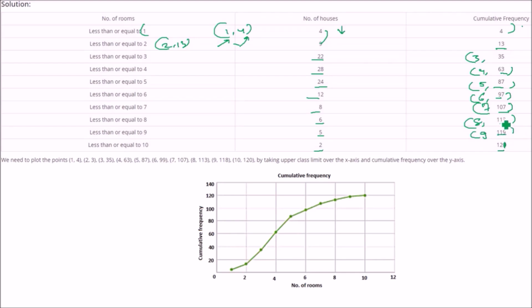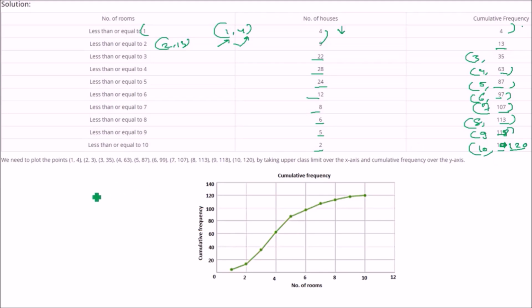If you add, this is 107. 107 plus 6 is 113. 113 plus 5 is 118. 118 plus 2 is 120. I made it 121 earlier; let it be 120. So this will be 10 and 120. These are our x, y.